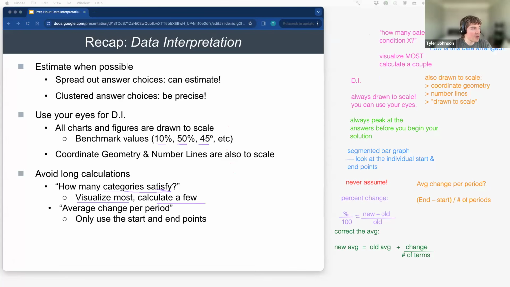And you'll see this other one down here. This is most often the case for line graphs. If they're asking you about the average change for a set number of periods, don't calculate the change for every single period and then try and average all those. Instead, just look at 2 values, the start point and the end point, and then divide that by the number of change periods in between.